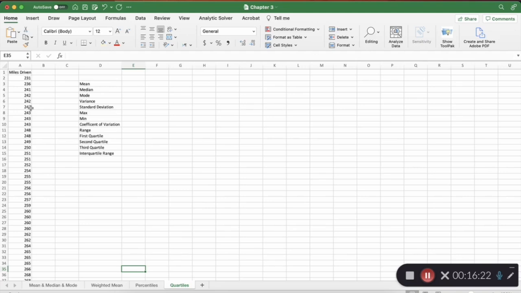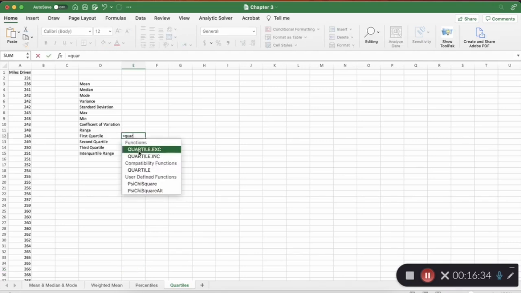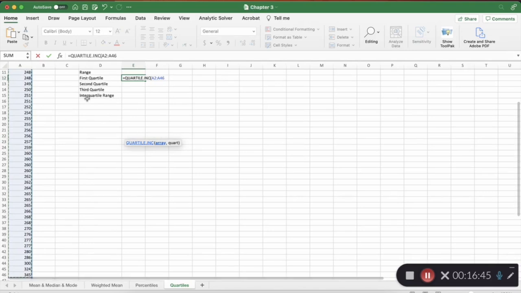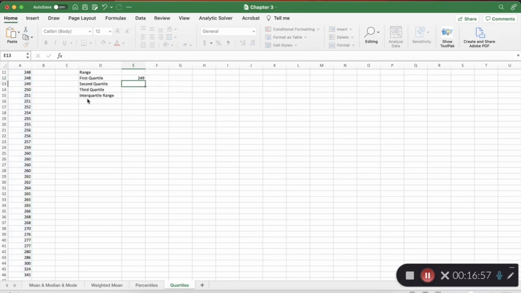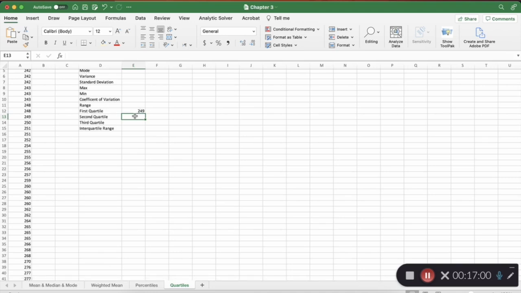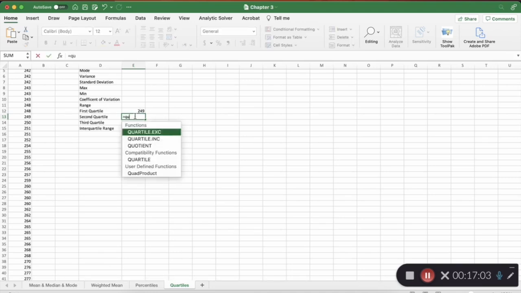This is another example. We have miles driven for a vehicle, and we're going to find the first quartile, second quartile, third quartile. First quartile equals quartile.inc. I'm going to select the data, select the first one, then click Command Shift down arrow together. Comma, what quartile are we going to find? First, second, third. I'm going to enter 1 because this is my first quartile. It's 249.